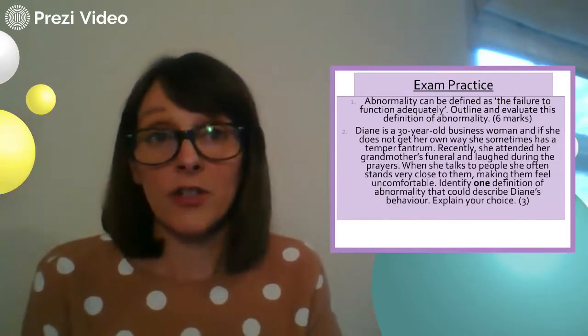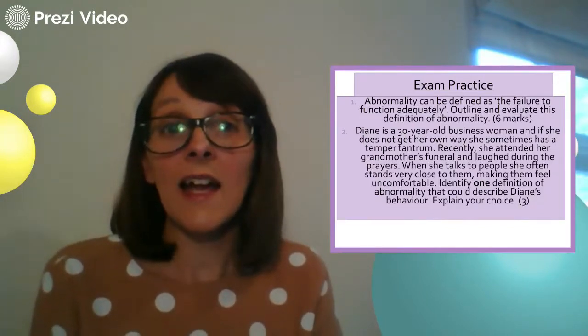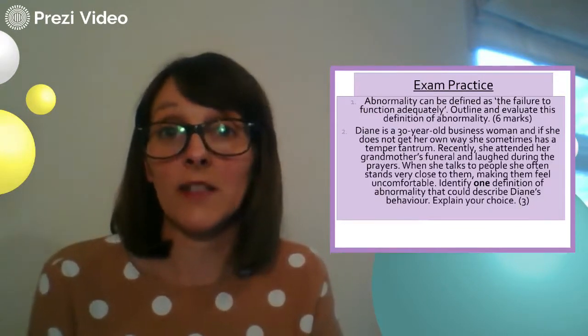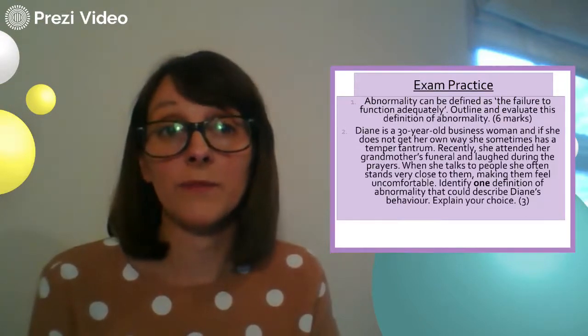Okay, so the first question. Abnormality can be defined as a failure to function adequately. Outline and evaluate this definition of abnormality. So it's a straightforward 3 marks for your outline, 3 for your evaluation.